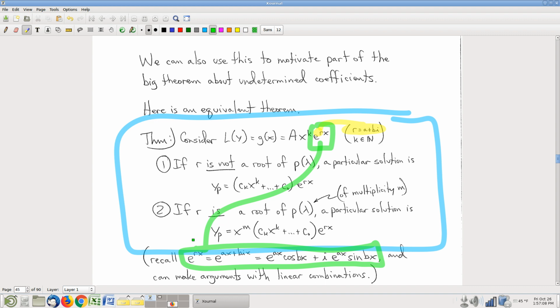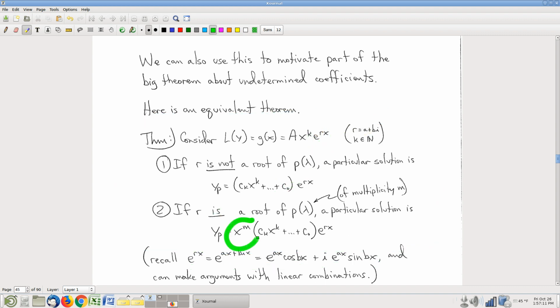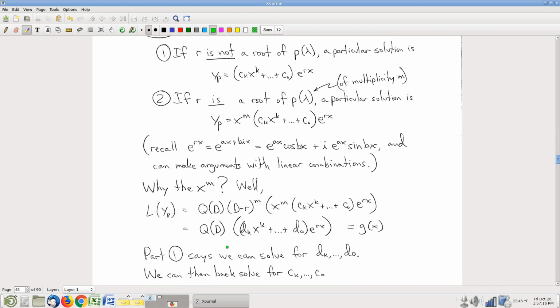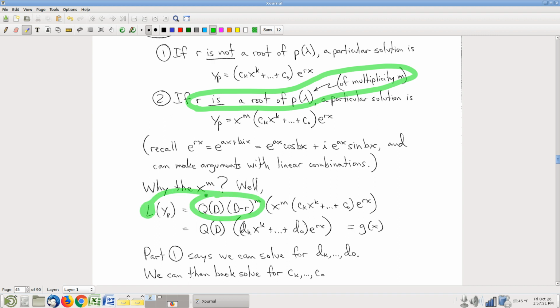Okay, so what about that x to the m? Where did the x to the m come from? Well, here we go. Keep in mind, we're considering the case where r is a root of multiplicity m. Well, that means this. r is a root of multiplicity m. But keep in mind, L is a characteristic polynomial in D. If that characteristic polynomial has a root of multiplicity m, that means that D minus r to the m is a factor. Right?